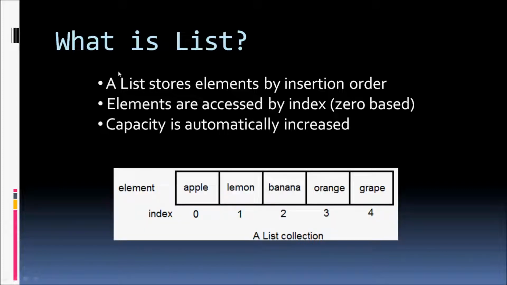And here's an example of a list collection with 5 elements. The first element at zero index is apple. The second element at one index is lemon, and the third element at index 2, the fourth element at index 3, and the fifth element at index 4. And you can add new elements at the end of the list or at a specific position, for example, at index 2.